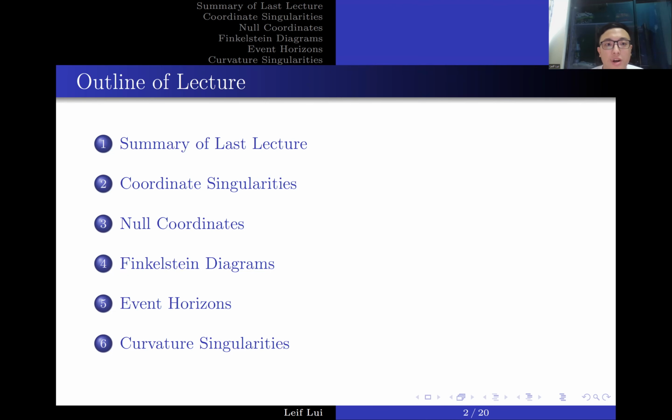First, as always, I'm going to talk about what we did in the last lecture. Then I'm going to talk about the coordinate singularities in the Reissner-Nordström metric. Afterwards, I'm going to show how we get rid of these coordinate singularities using null coordinates. And then I will show you how to draw Eddington-Finkelstein diagrams and show you the causal structure of Reissner-Nordström spacetime. Subsequently, I will talk about event horizons in the Reissner-Nordström metric and show you the behavior of the time and space axes once we cross the event horizons. And afterwards, I will give a brief discussion on the curvature singularities in Reissner-Nordström spacetime.